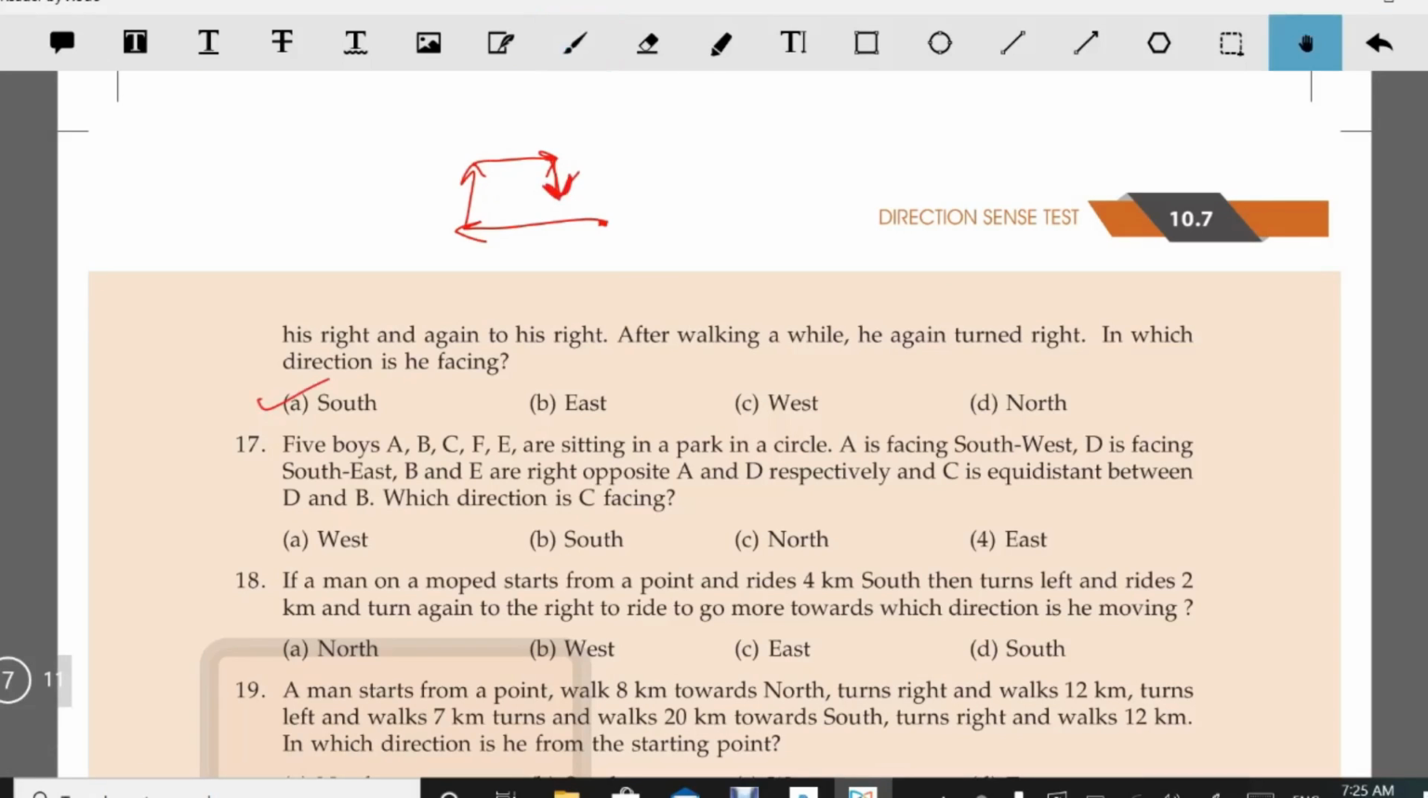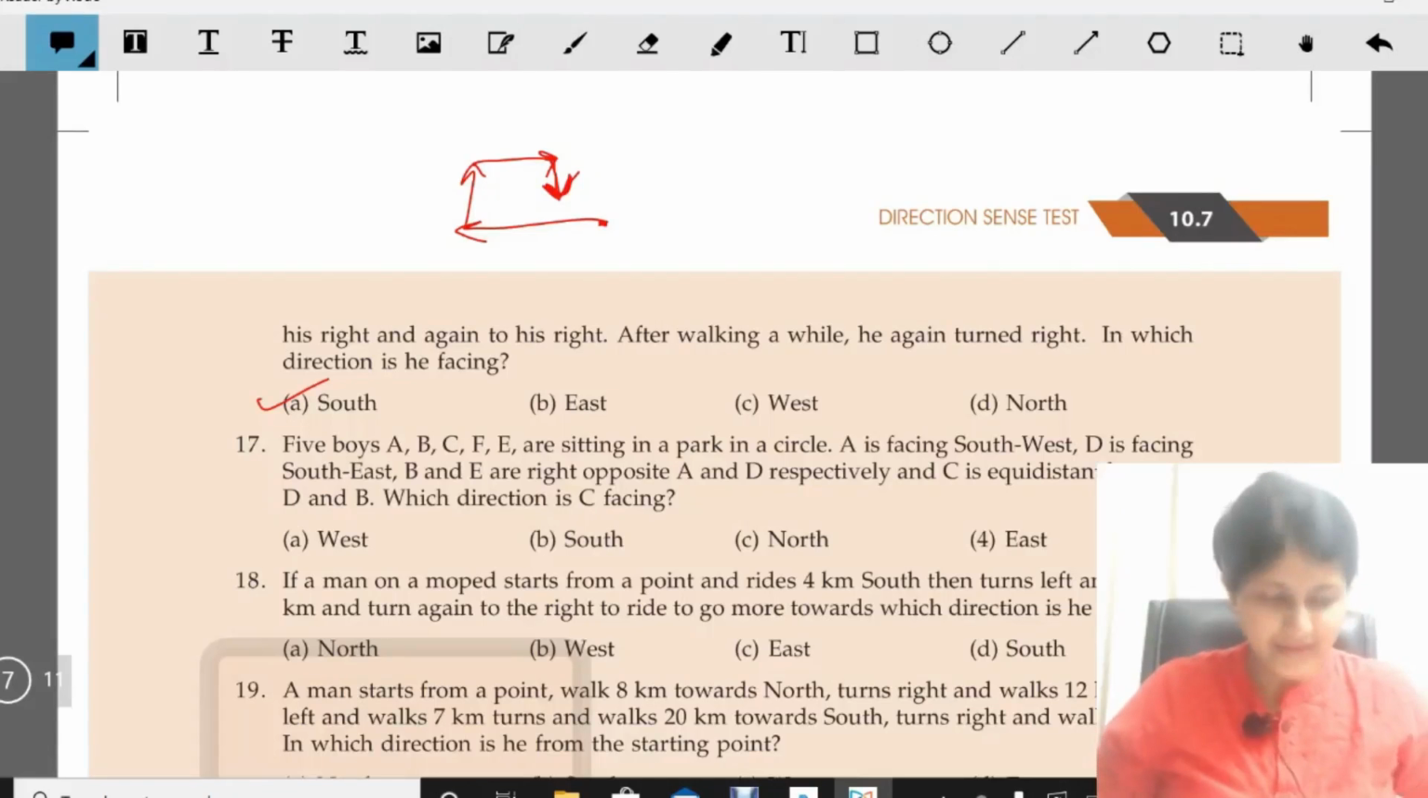Again in this question they have not given any information about the distance, so we will also not worry about the distance. Okay, question number 17.